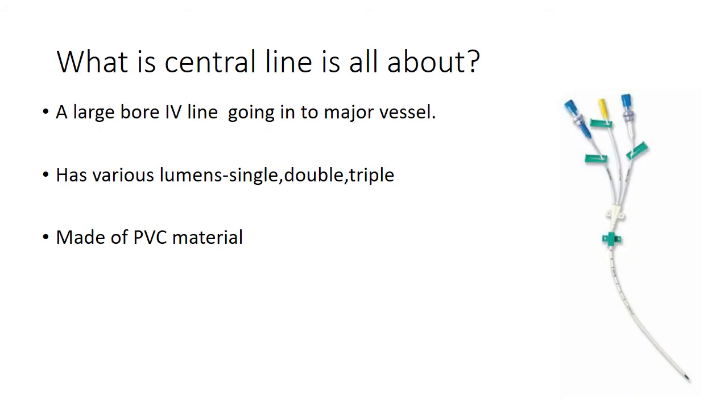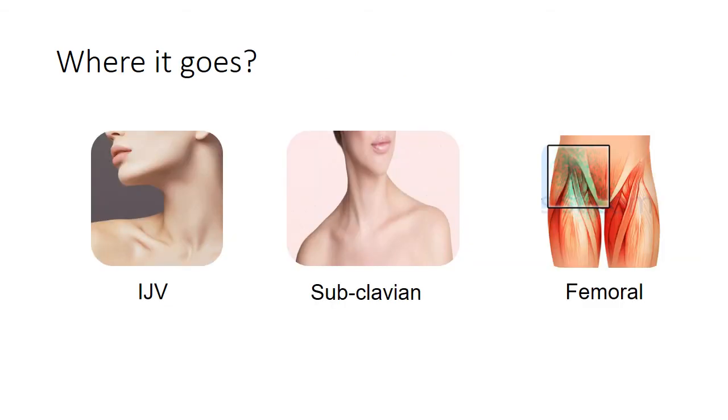To start with, let's see a few basics about central line. It's basically a large bore IV line going to a major blood vessel. Alright, simple. It comes in various lumens. Commonly we see single lumen, double lumen or triple depending on use. Nowadays we have quadruple tube with 4 lumens. It's basically made of PVC material which is definitely not allergic to humans. Its areas of placement, as we all know, are both jugular veins, subclavian veins, femoral veins.